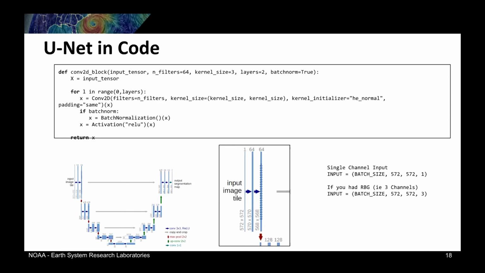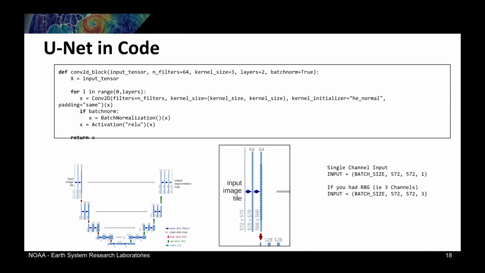In the code, you can see for L in the range of 0 to the number of layers, create this convolutional layer with the number of filters here. You can apply batch normalization after each layer if you wish, and then there is an individual activation after each convolutional block. And we repeat this twice for each step in the UNet structure.